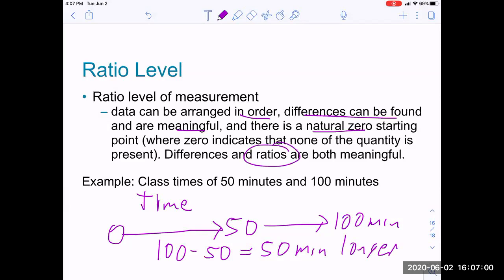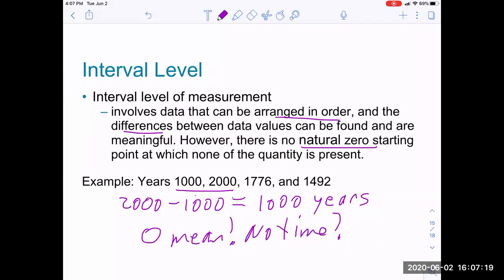But here's the other big thing. The ratio matters. 100 minutes over 50 minutes is 2. It would mean this class is twice as long. You don't get that with these years. You don't say that the year 2000 is twice as long as the year 1000. It has no meaning.